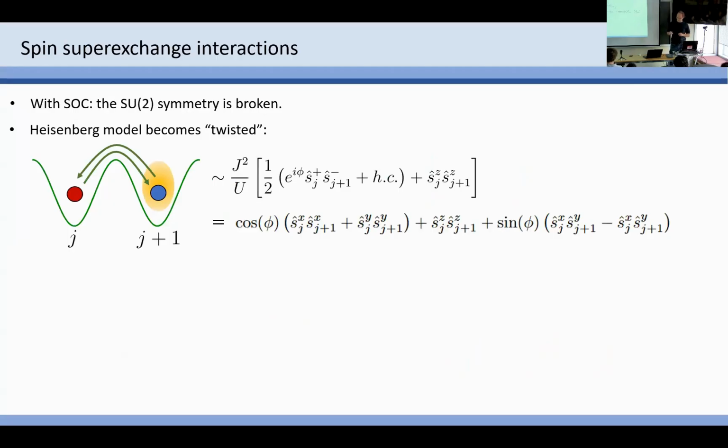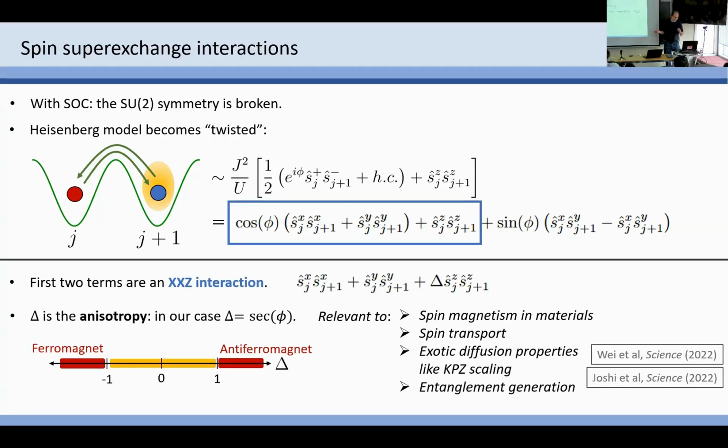Okay, so if we have spin orbit coupling, the SU(2) symmetry of our Heisenberg super exchange interactions is broken. And you can show that the Heisenberg model we get becomes a twisted Heisenberg model. I still have an Ising term and a flip-flop term, but now the flip-flop term inherits the spin orbit phase e to the i phi. You can take that e to the i phi and expand it out in terms of trig. You've got a cos phi (XX plus YY), plus my Ising term, plus sine phi (XY minus YX), which is a weird sort of Hamiltonian.